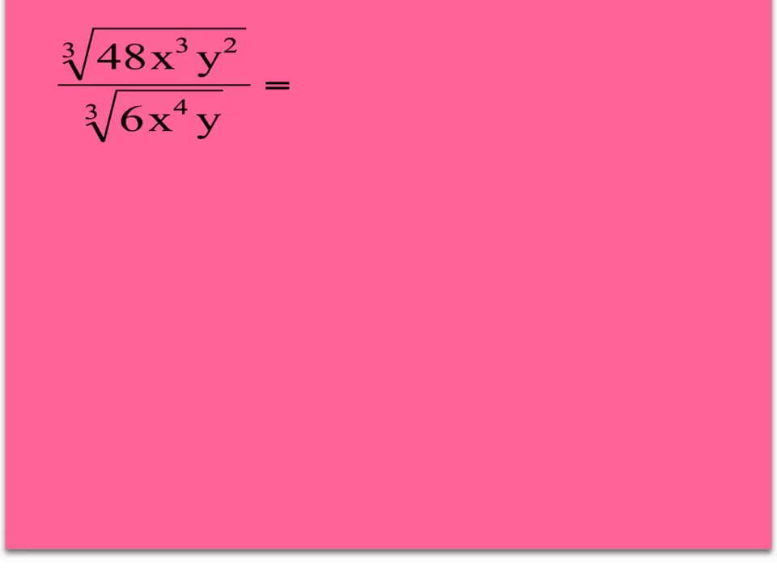Okay, one last problem. Here we go. First thing I'm going to do is look to see, are my indices the same so that I can reduce? And yes, they are. They're both a 3. And so I'm going to start off by trying to reduce this fraction. So I'm going to have the cube root of, 48 divided by 6 is 8. All right. Now, look at those x's. I have more x's in the bottom than the top. So when I subtract those exponents, they're going to land in the bottom. And when I subtract the exponents on the y, they're going to land in the top. You can see, because I have more y's in the top.